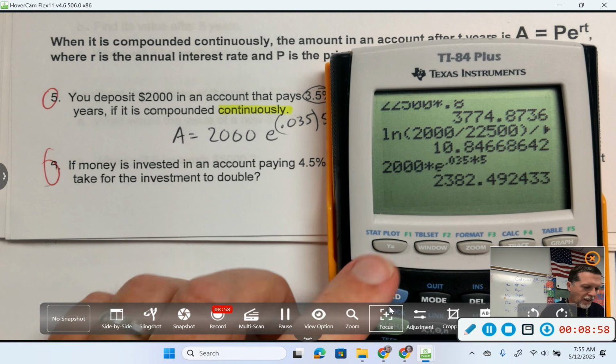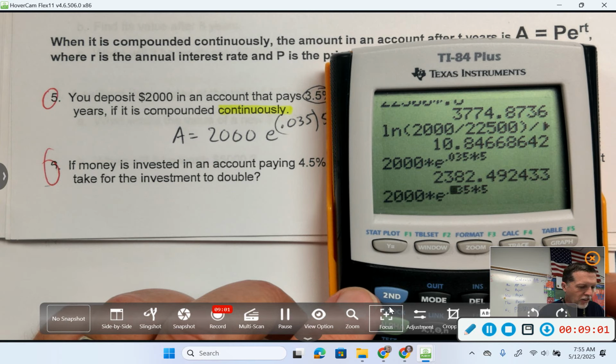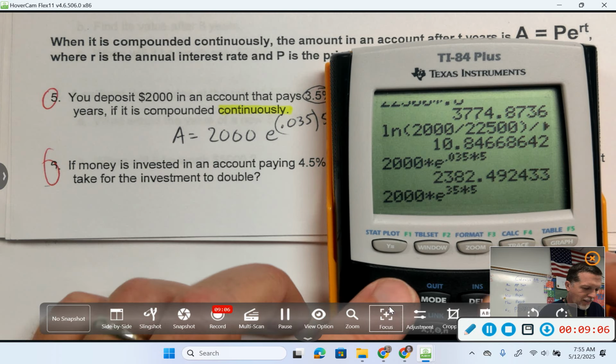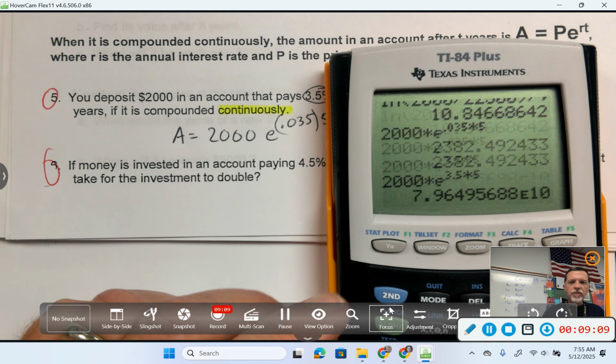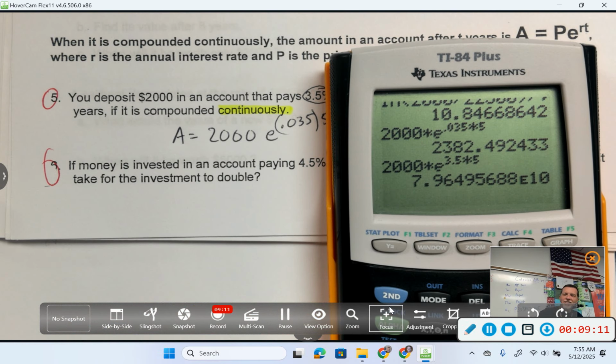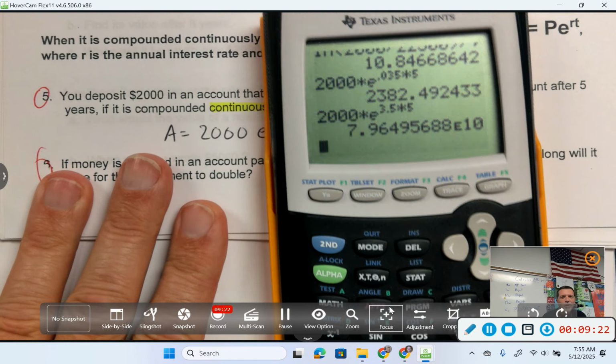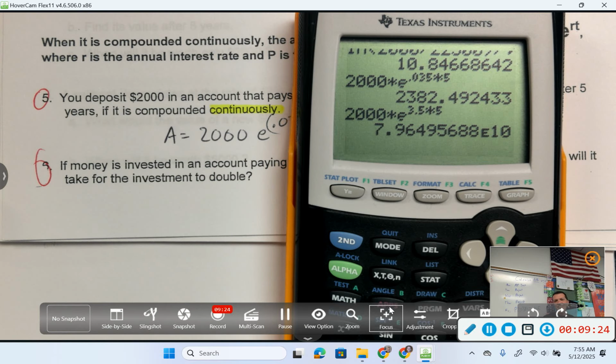Like if you made the mistake of forgetting to change the decimal and just used 35 or 3.5, I guess. Hopefully you would realize that that doesn't seem realistic, right? There's no bank that, 5 years later you put in $2,000 and 5 years later you've got $79 billion, $80 billion.